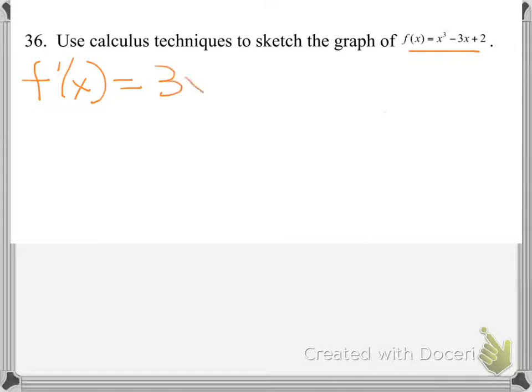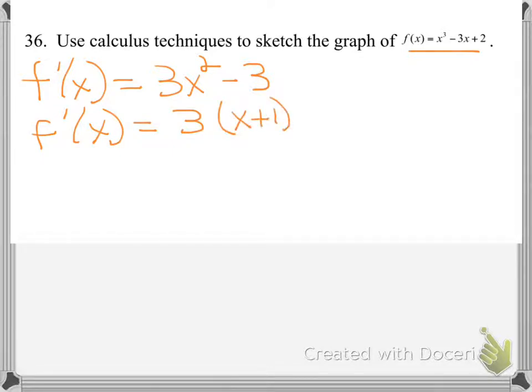we get 3x squared minus 3. Okay, factor this because I'm getting my critical values by setting the factors equal to 0. So I pull out a 3. Now I see I'm going to have x squared minus 1, so I'm going to go ahead and just factor that right away. So I get a critical value of 1 and negative 1.